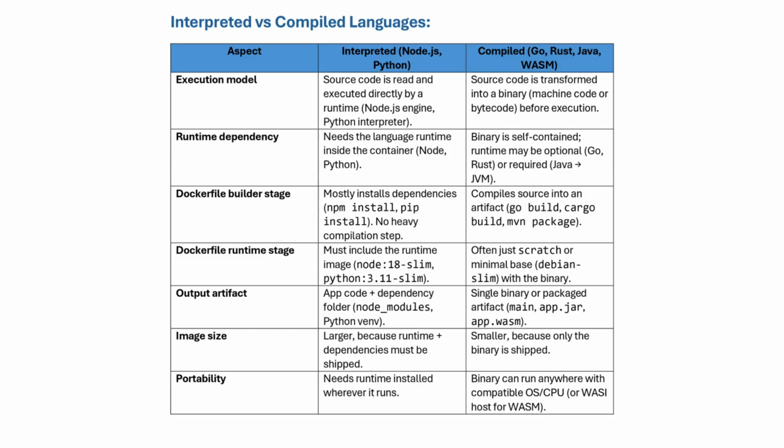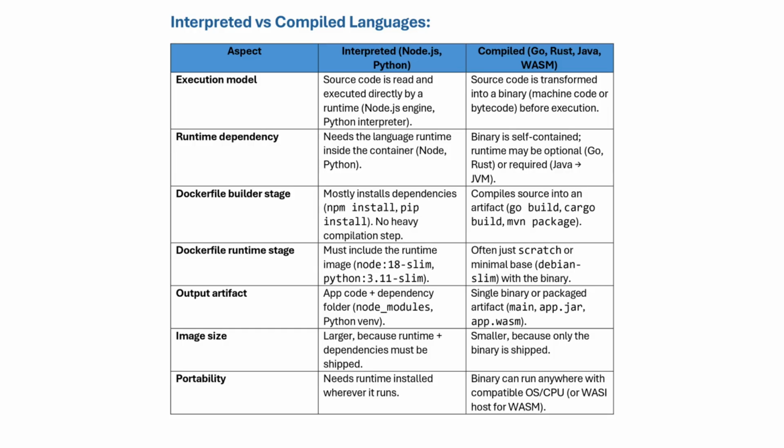Image size. Image size in interpreted languages is larger because of the runtime plus the dependencies that are a must, whereas in compiled languages, image size is smaller because only the binary is shipped. Portability. Interpreted languages need the runtime installed wherever they run, whereas compiled binaries can run anywhere with a compatible operating system or CPU, or a WASI host for WASM.